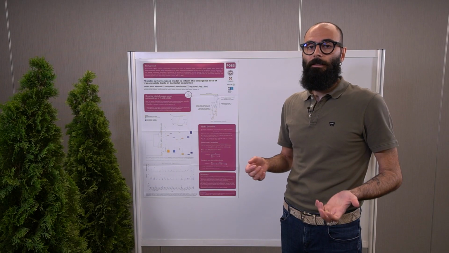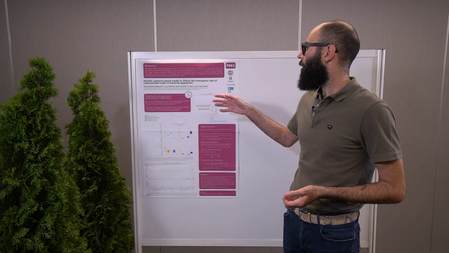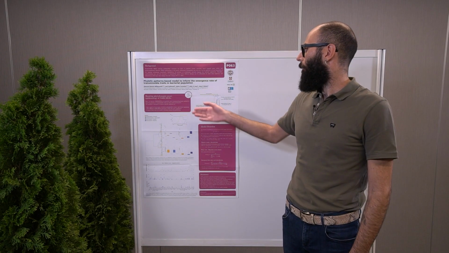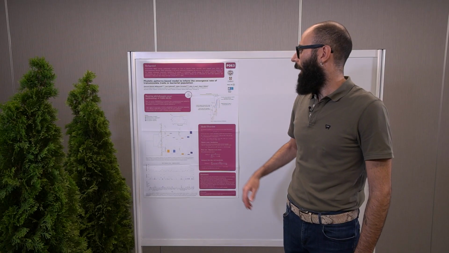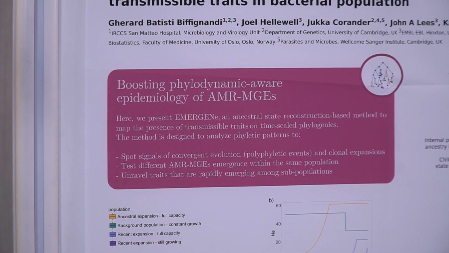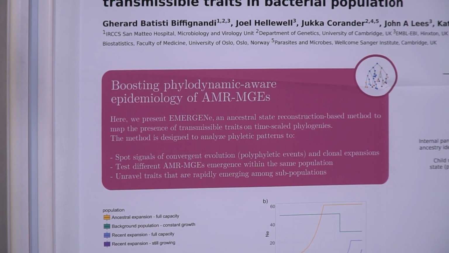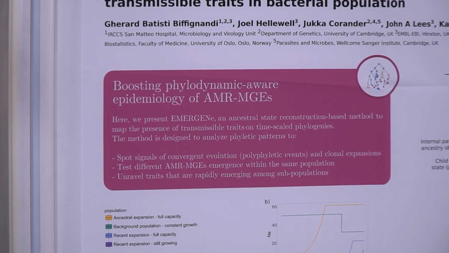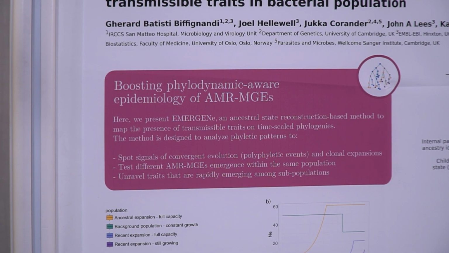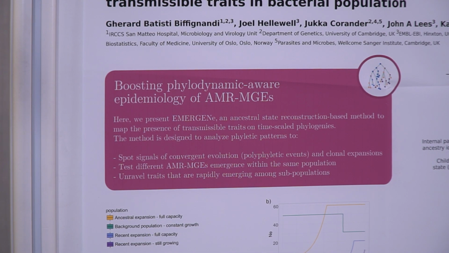So for this reason, today I'm going to talk about EMERGENE, a novel method which pairs ancestral state reconstruction with analysis of phyletic patterns of time-scaled phylogenetic trees in order to provide a proxy of how much and how fast a gene is emerging through a population.